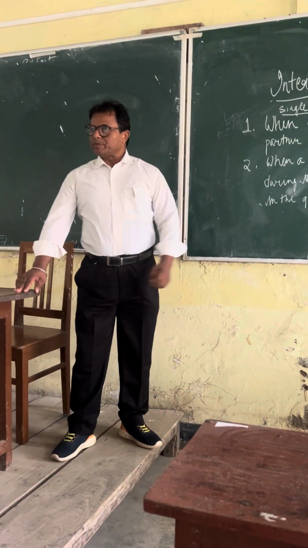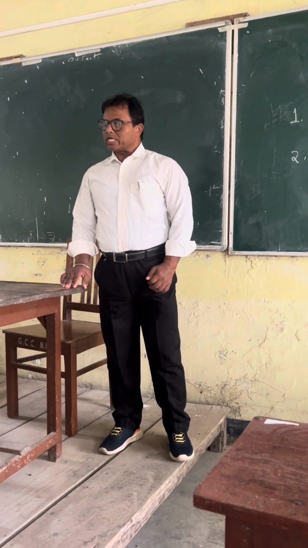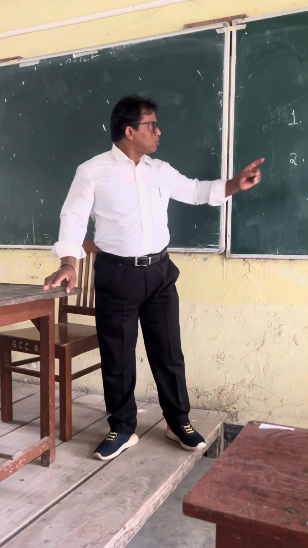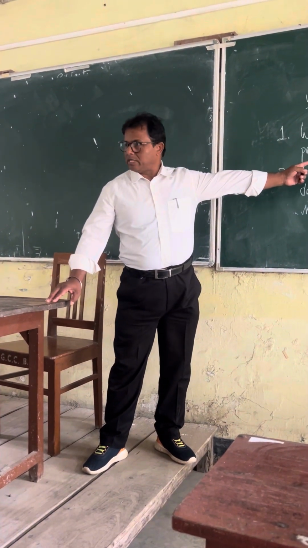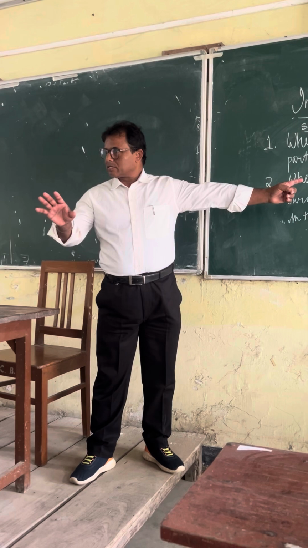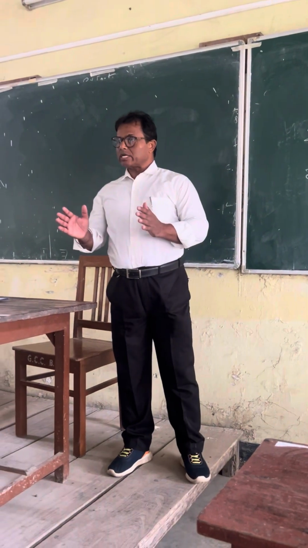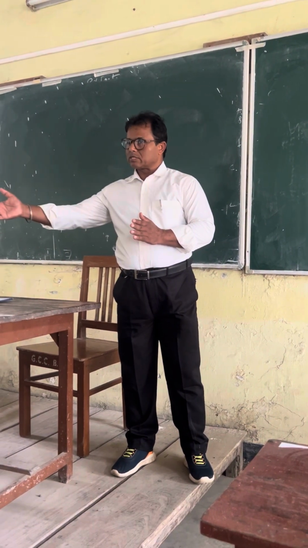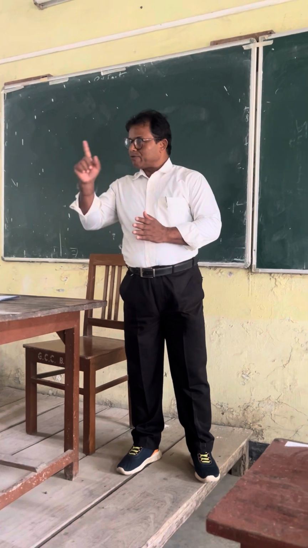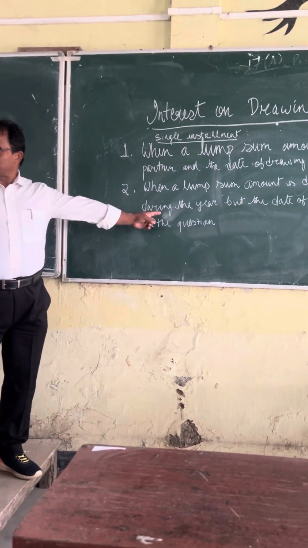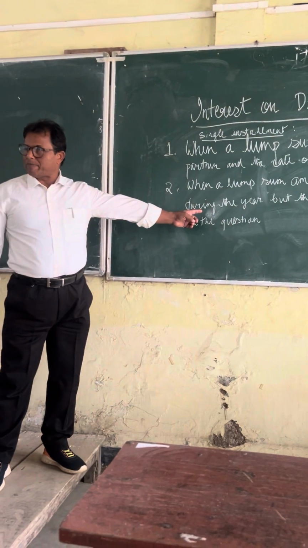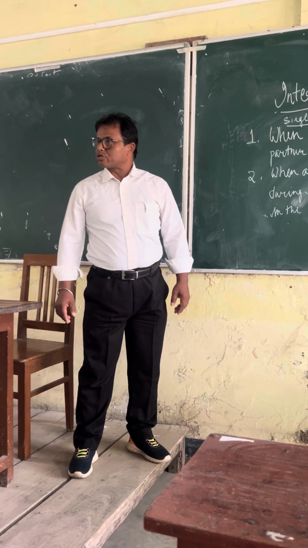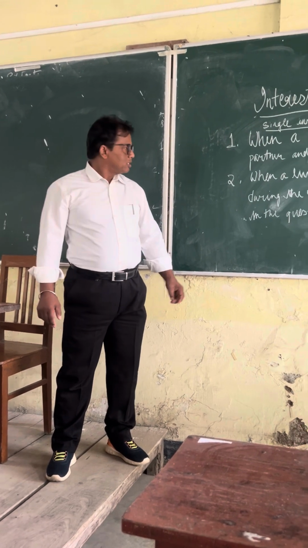About calculation of interest on drawing when money is drawn in a single installment, one time only, there are two options. Number one was when a lump sum amount is drawn during the year and the date of drawing is given. Then you calculate interest for a period starting from the date of drawing up to the end of the year. Clear? But another point: a lump sum amount is drawn during the year by a partner, but the date of drawing is not given in the question. We do not know when the money is drawn. In that case, what do you have to do?